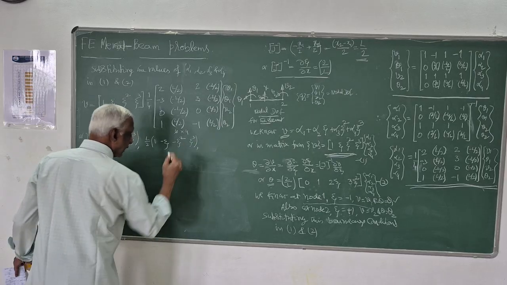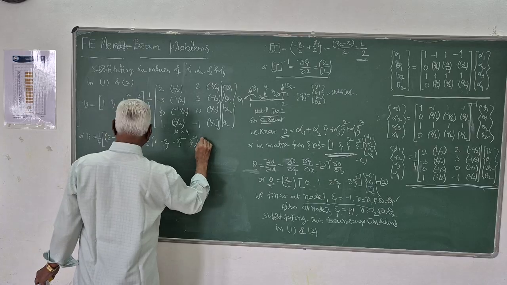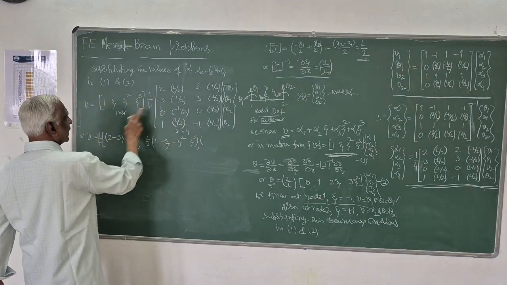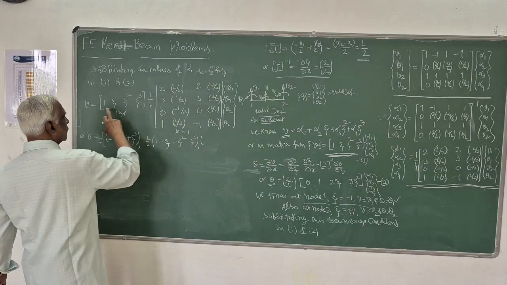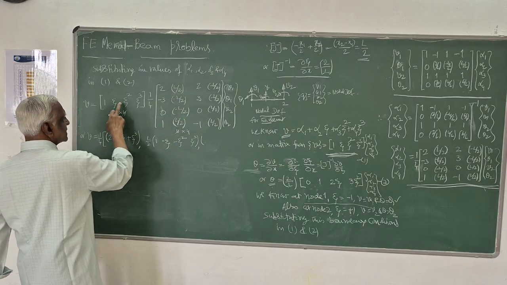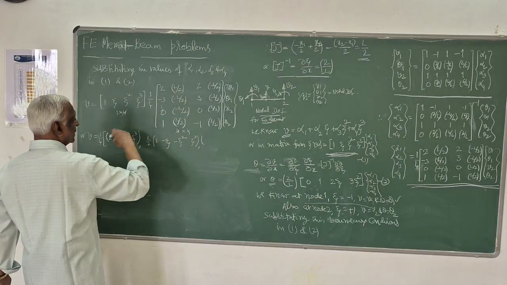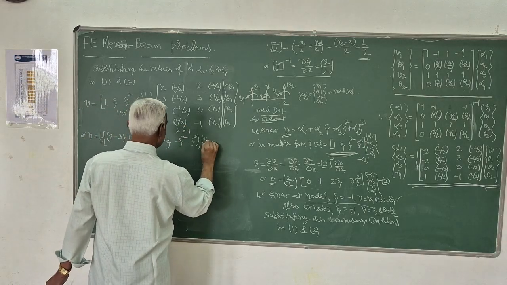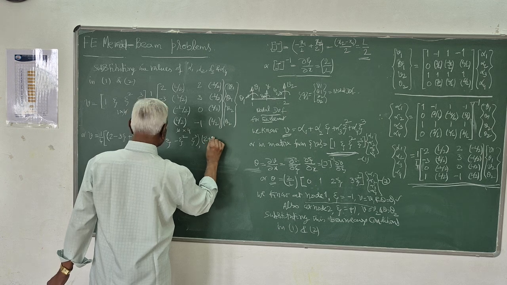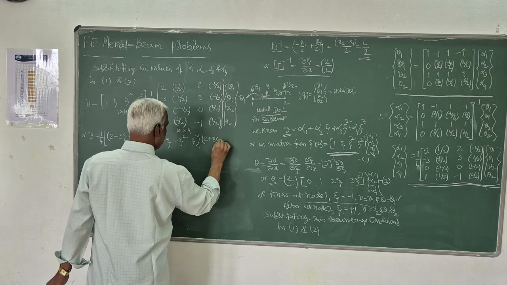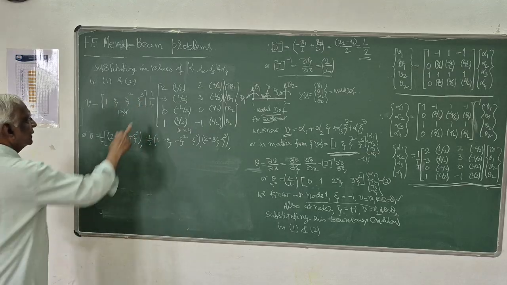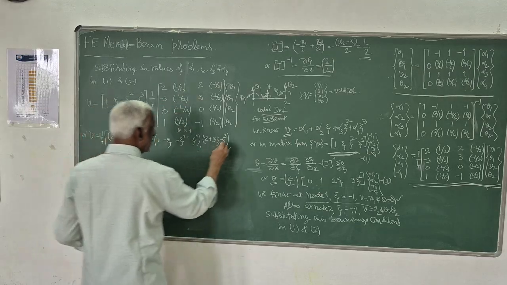This is the second one. Next you have 1 by 4, already taken outside. You have 1 into 2, 2; 3 into psi, 3 psi; then psi square into 0, 0; psi cube into minus 1. You will get 2 plus 3 psi minus psi cube.